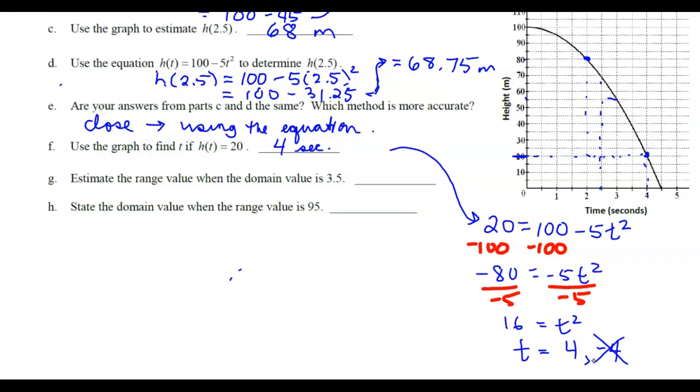Now then it says estimate the range value when the domain value is 3.5. So take a look. Domain value is t. So we go up to the graph again. It's sort of part way between 35 and 40. I'm going to say 38.